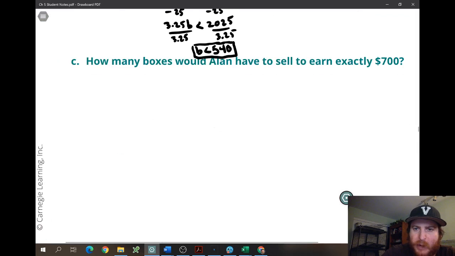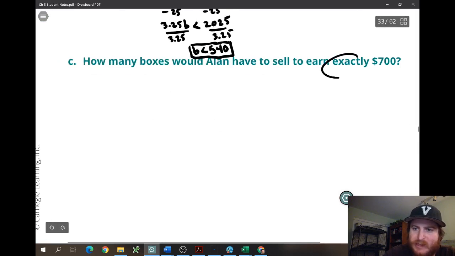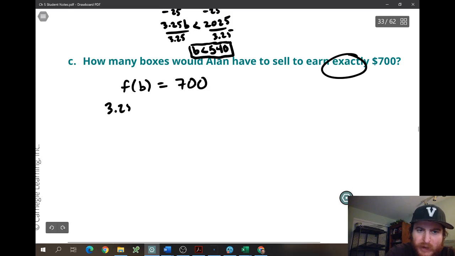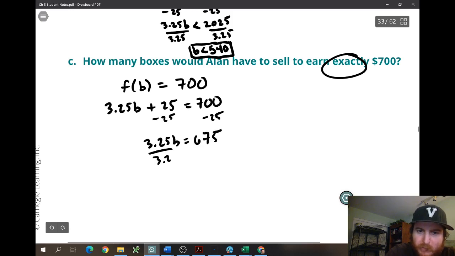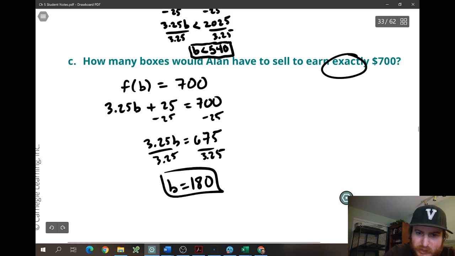How many boxes would Alan have to sell to earn exactly $700? Exactly just means equal. So we're going to say f of b is equal to 700, exactly. 3.25b plus 25 equals 700. Subtract the 25 from both sides. 3.25b equals 675. Divide both sides by 3.25. When you do that on your calculator, you end up with 180. You get b equals 180. Now it's an equal sign this time.